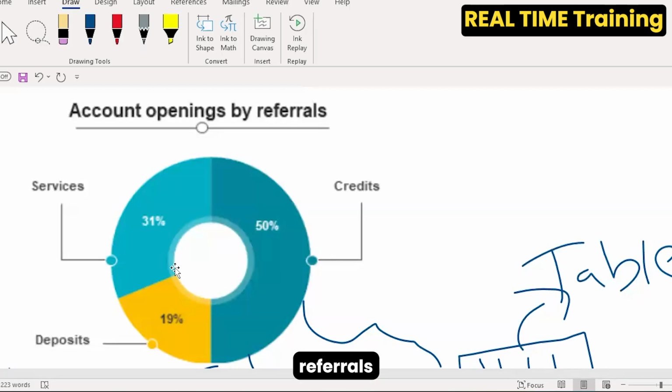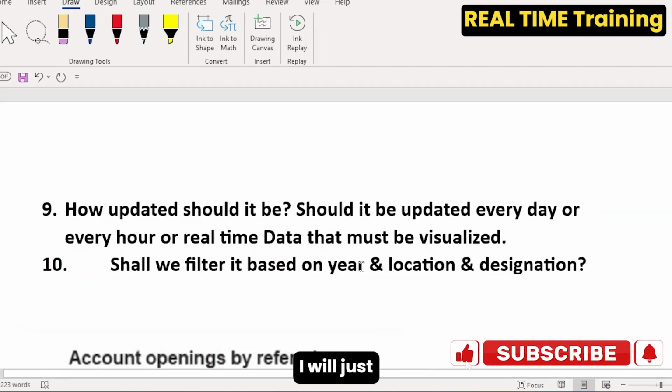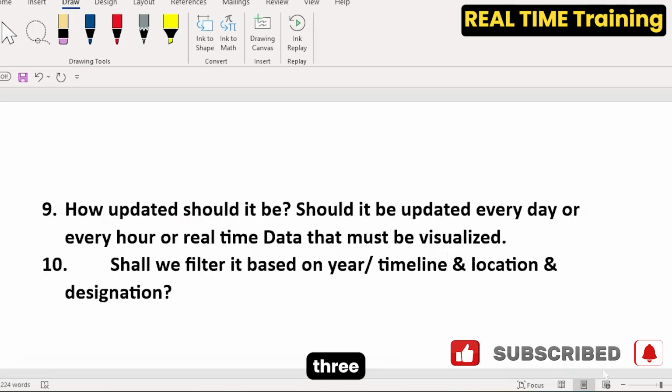Now this sales referral process started 3 months ago. So I want to see the data for the last 3 months. So I want to be able to filter this based on the time. Instead of year, I'll just put timeline, right? But the last 3 months I want to see.